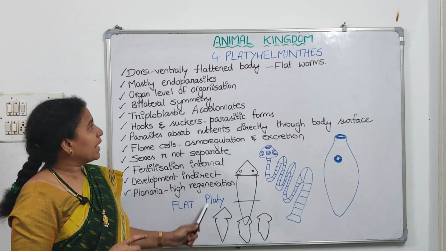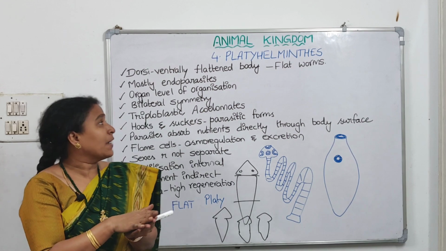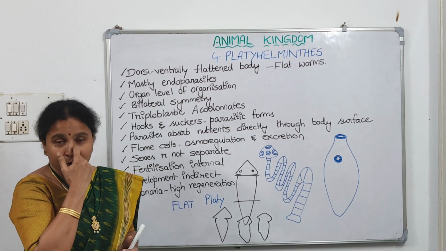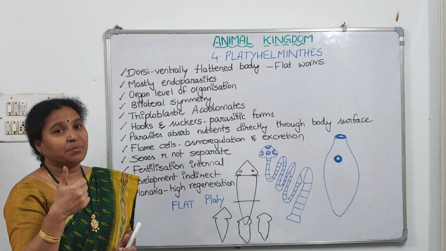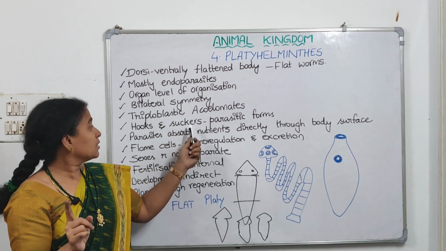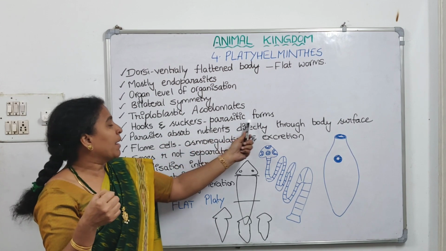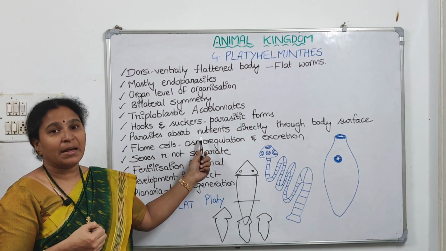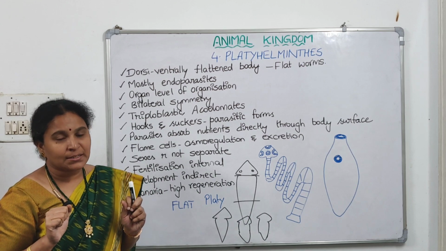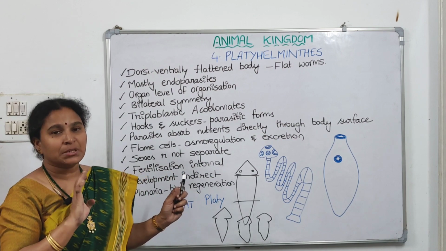So to summarize, the Platyhelminthes body is dorsiventrally flattened, so they are called flatworms, and they are mostly endoparasites in animals including humans. Level of organization is organ level. Symmetry is bilateral, and they are triploblastic. They are acoelomates. Hooks and suckers are required to stick to the host, so parasitic forms have hooks and suckers. Since they are parasites, they absorb digested food through the body surface. Flame cells, special cells, help in osmoregulation as well as excretion. Sexes are not separate. In all four phyla, sexes are not separate.